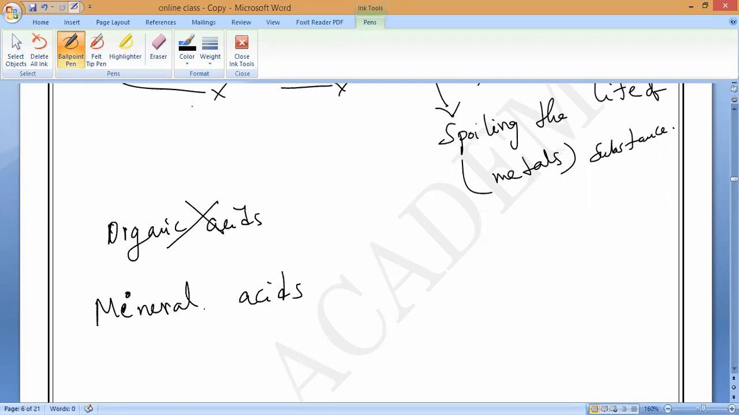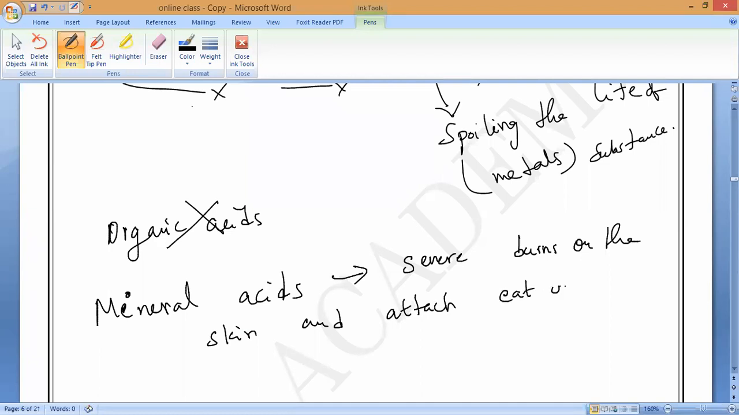So if you take these mineral acids, as I have already discussed with you, they cause severe burns on the skin. Is it yes or no? Yes, severe burns on the skin. That is what you have to remember. They will attack the skin and everything.